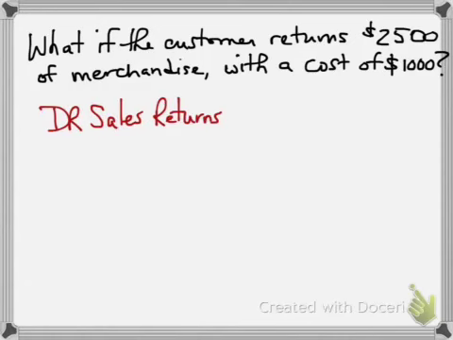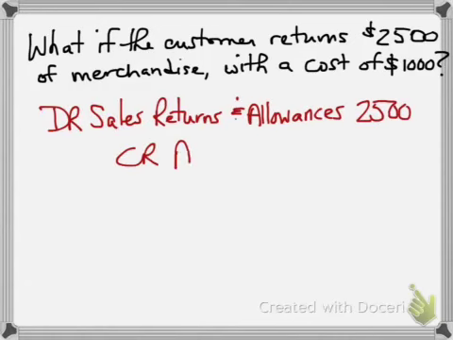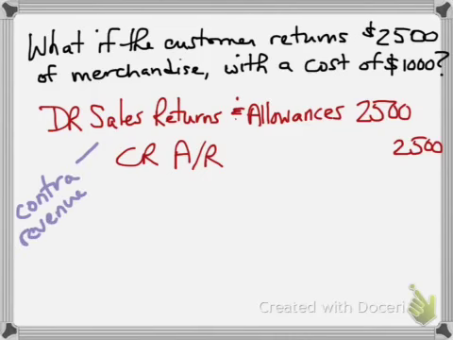We would have to debit sales returns and allowances for $2,500 and credit accounts receivable for $2,500. Sales returns and allowances is a contra revenue account. So when a customer returns merchandise, we don't debit the sales account. We debit this contra revenue account so that management can keep track of just how much our customers are returning merchandise. And we have to reduce accounts receivable because the customer doesn't owe us the full amount that they purchased up front anymore.